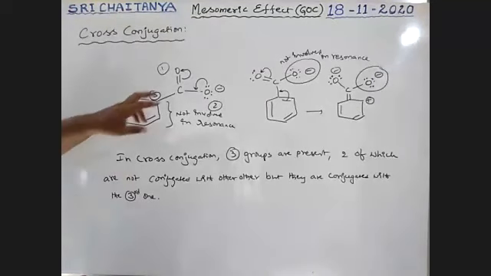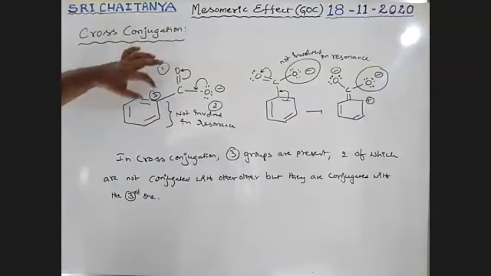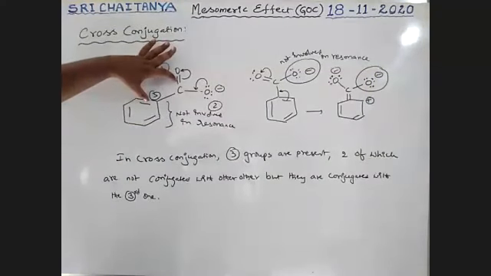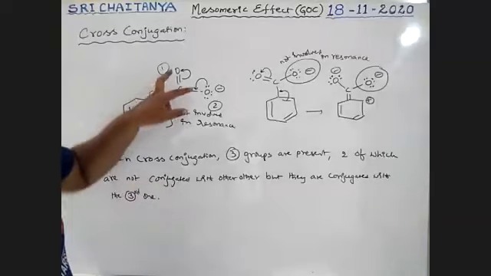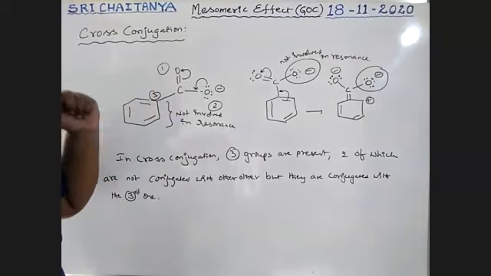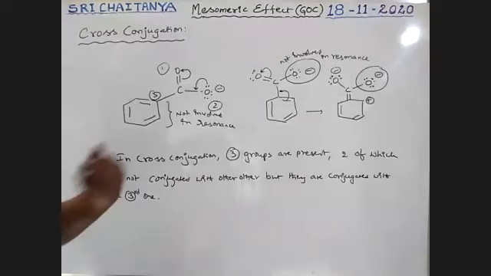See here, boys. So these two groups are in conjugation here, but this one is not conjugated. These two groups are conjugated, but this one is not conjugated. That type of system is called cross conjugation. Some more examples are there.